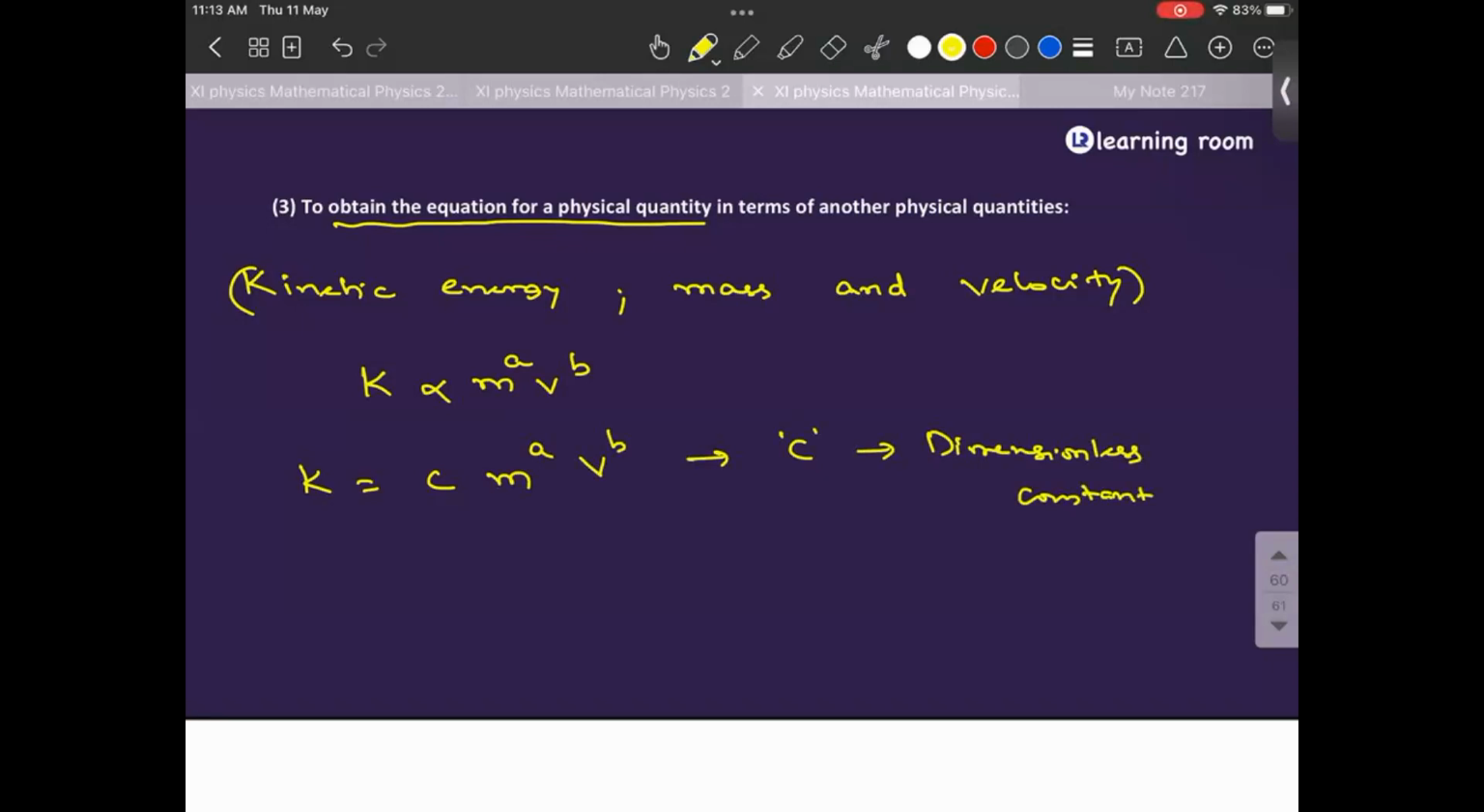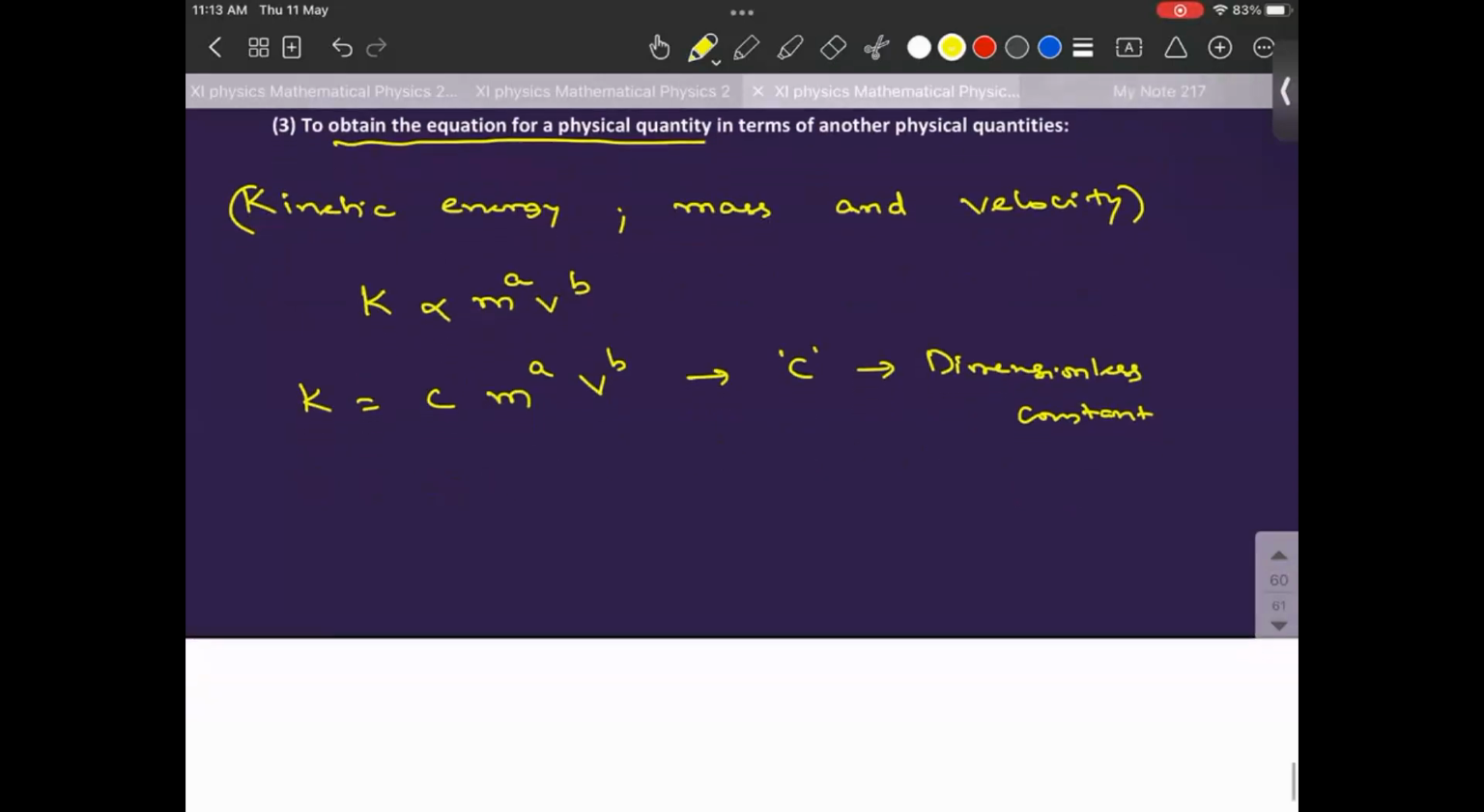Because nowhere in the question they have given is the kinetic energy dependent on the constant which we are going to introduce. We don't know. So if this kind of an equation is possible, then it should be dimensionally consistent. Meaning the dimensional formula of K should be equal to the dimensional formula of m raised to the power a and the dimensional formula of v raised to the power b. Why didn't I take the C into consideration? Because it does not have dimensions at all.